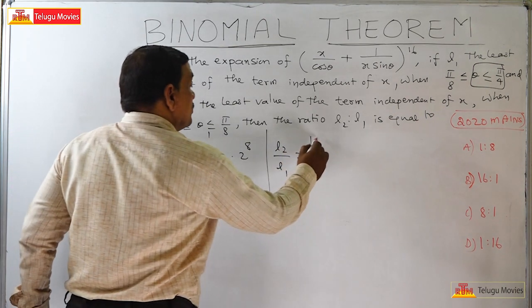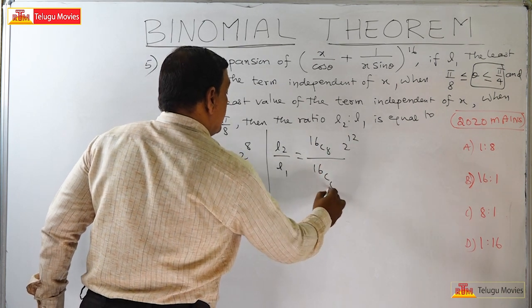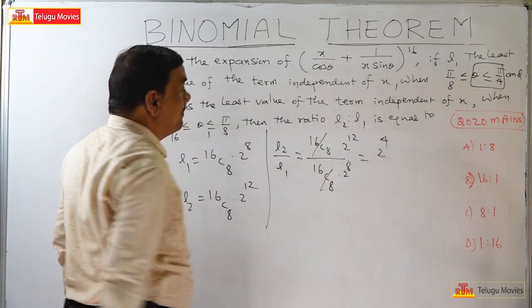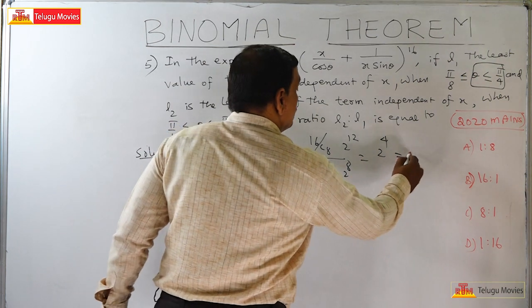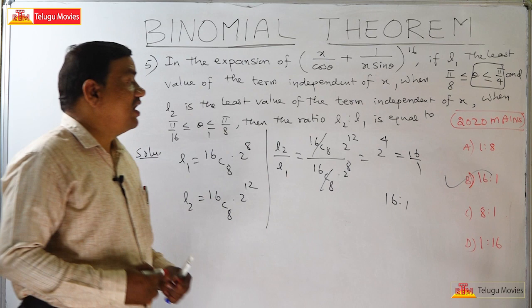So L2 is equal to 16C8 into 2 power 12 by 16C8 into 2 power 8. Both will get cancelled. 2 power 4, using a power m by a power n equals a power m minus n, 12 minus 8 is 4. That is equal to 16. 16 by 1 means 16 is to 1. Option B will be the correct answer.